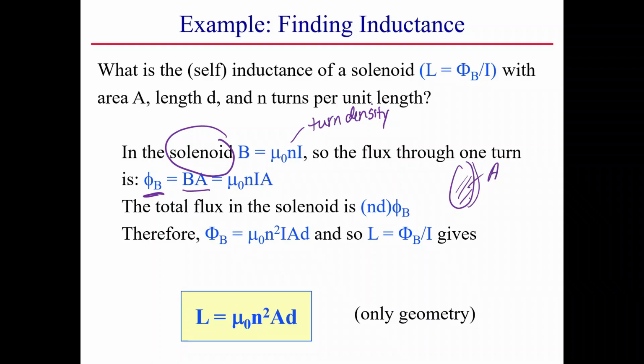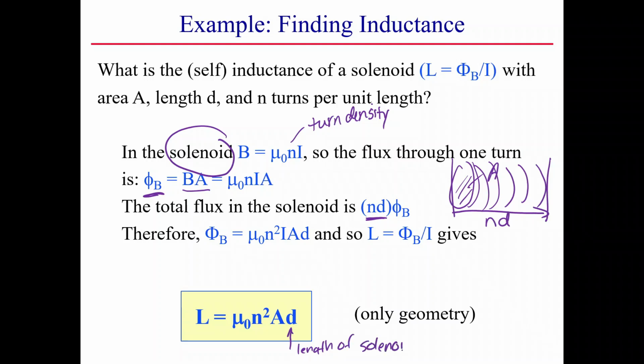Now, if you have multiple loops, basically that flux is based on the sum of all of those, because you're going to have magnetic field passing through every single loop. So that is going to be N times d, where n is your turn density, and d is going to be the length of that solenoid. They're not using L for length because we're using L for inductance. So d is going to be the length of the solenoid. So you get that the flux is mu naught N squared I A times d.